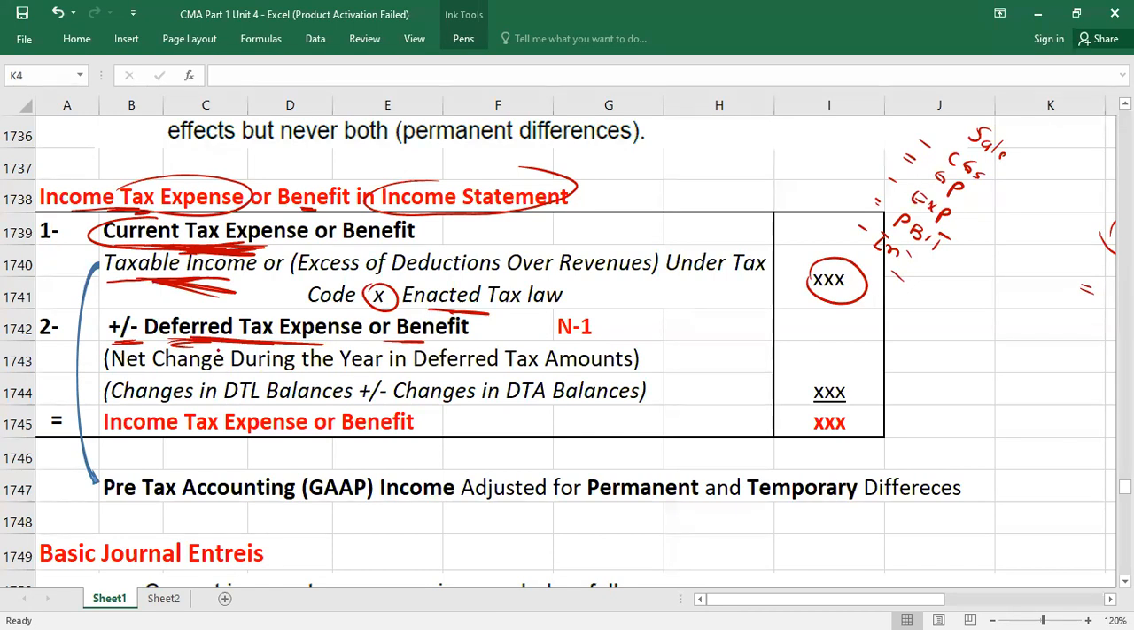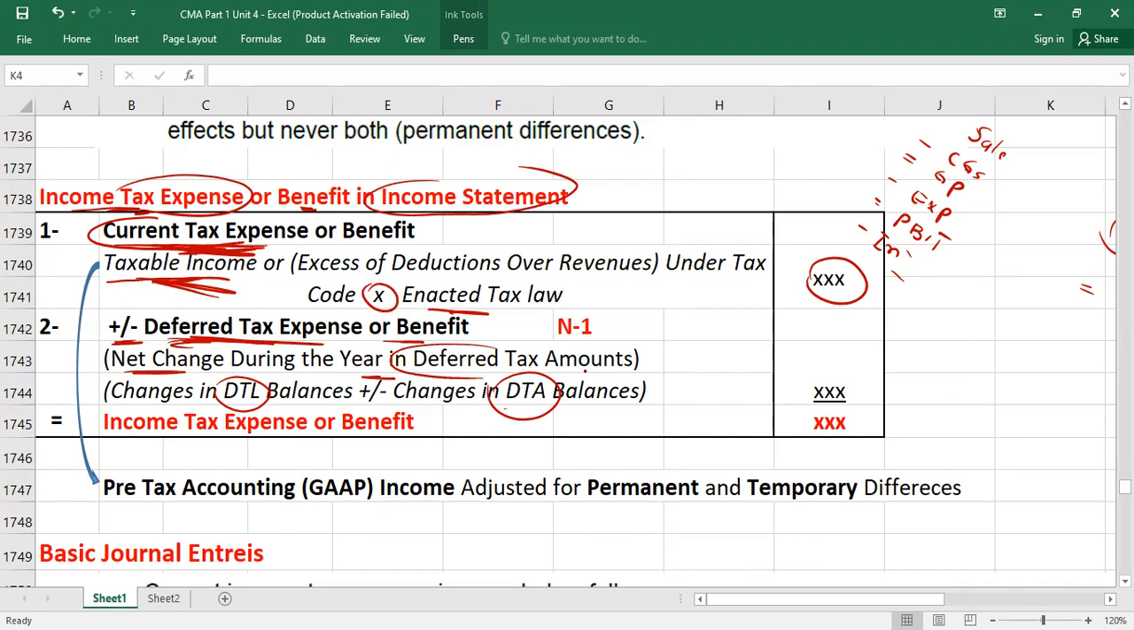Because under deferred tax, you may have two types of things: you may have deferred tax liability, or you may have deferred tax assets. So here we go. I'm reading one more time, and then I'll take you to the format first. With the current year tax expense, you will always add the deferred tax expense. And deferred tax expense is what? You need the net changes during the year in deferred tax amounts.